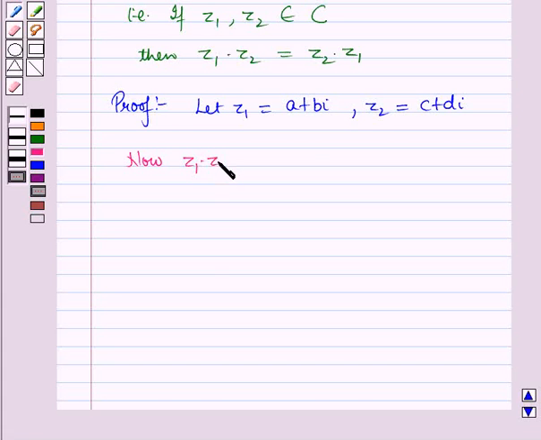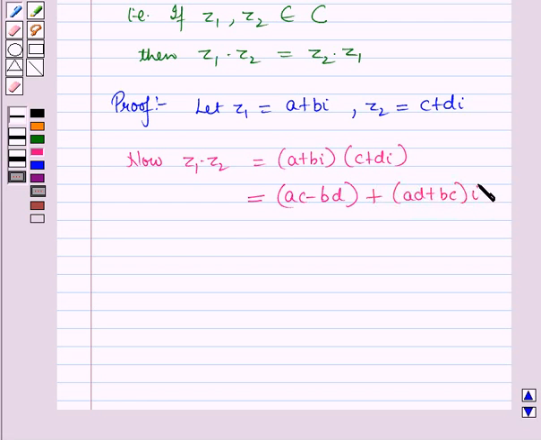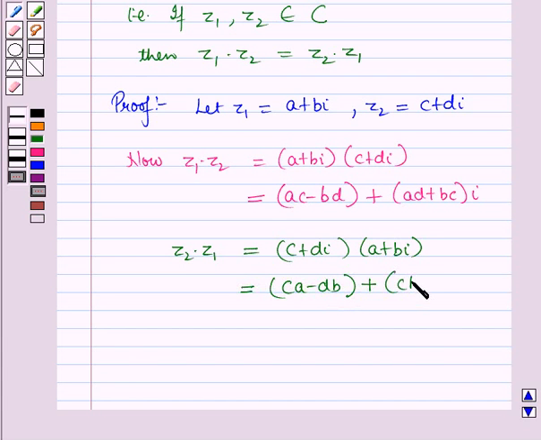Now z1 into z2 is equal to (a plus b iota) into (c plus d iota), which is further equal to (ac minus bd), as iota square is minus 1, plus (ad plus bc) into iota. Now let us find z2 into z1, which is equal to (c plus d iota) into (a plus b iota), which is equal to (ca minus db) plus (cb plus da) into iota.